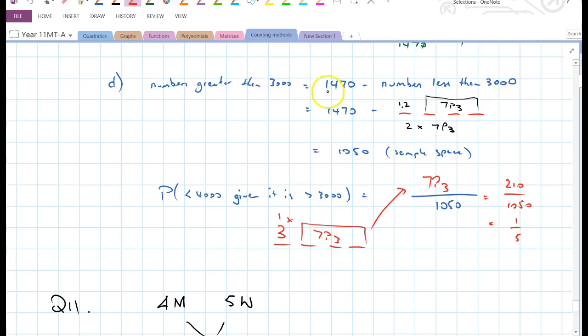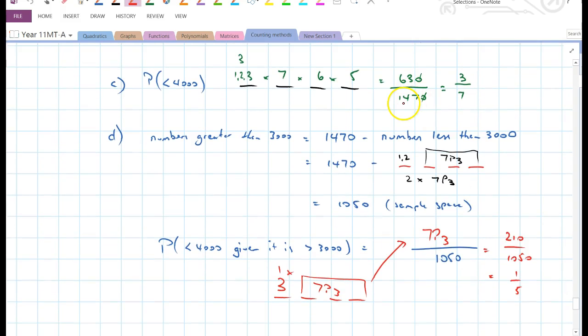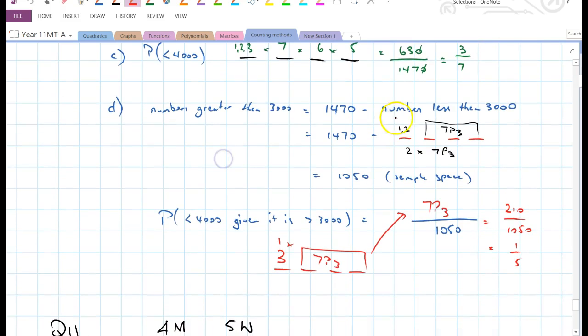So the easiest way to find that, I think, is to take our whole sample space, which is 1470, which we've been working with, as you can see in parts A, B, C, and we're going to subtract the numbers that are less than 3,000. That'll give us the total number of 4-digit numbers that are greater than 3,000, which is our sample space here. So we work out the numbers that are less than 3,000.